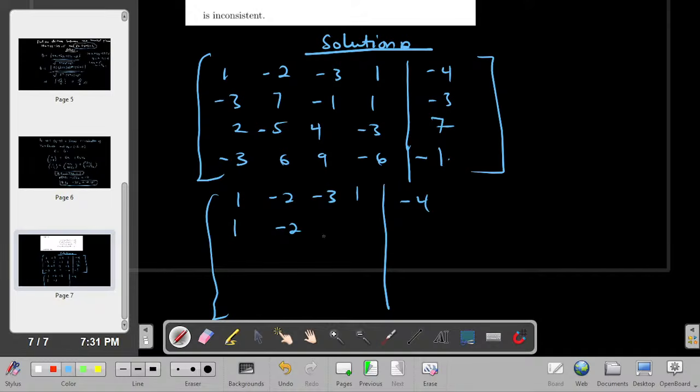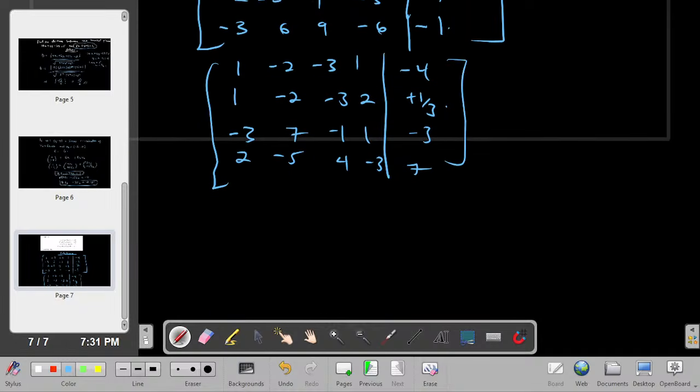Negative 2 becomes negative. This becomes 2. And this becomes what? Negative 1 out of 3, or out of negative 3. So, it becomes positive. At this point, I have my second and third rows to be negative 3, 7, negative 1, 1, negative 3, and the last row to be 2, negative 5, 4, negative 3, 7. Good. So we are still there.